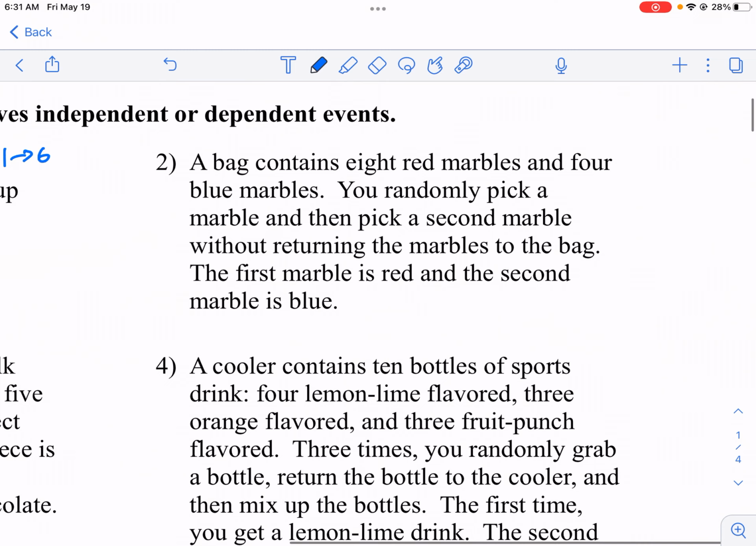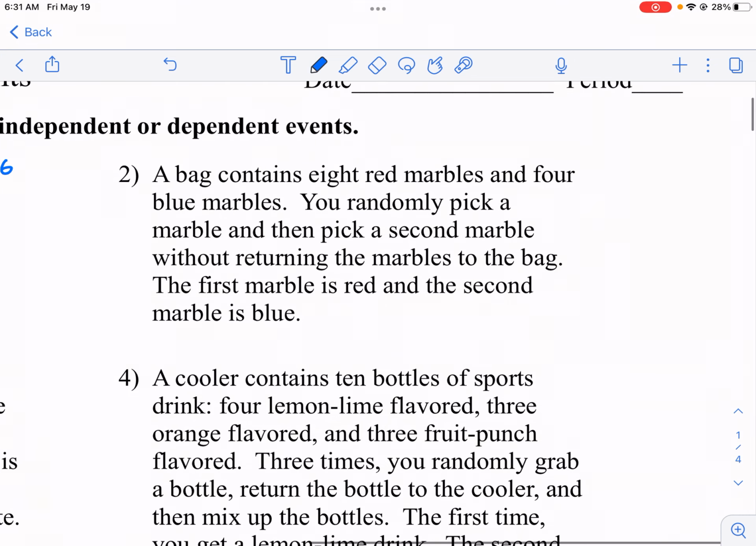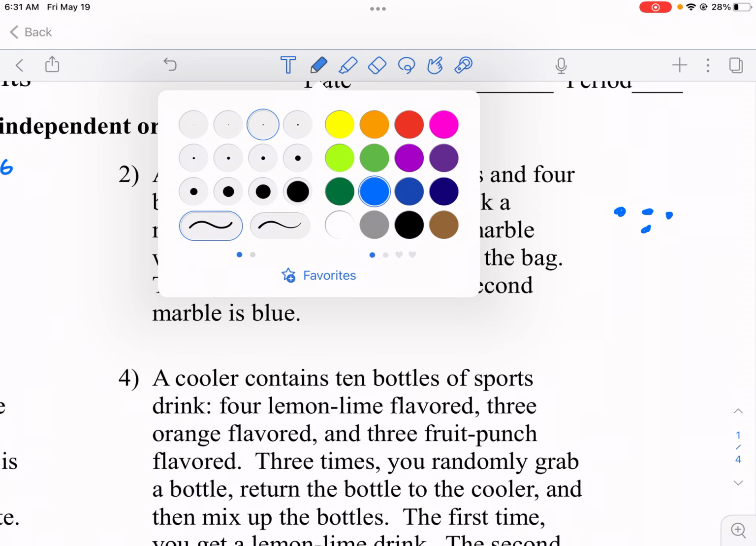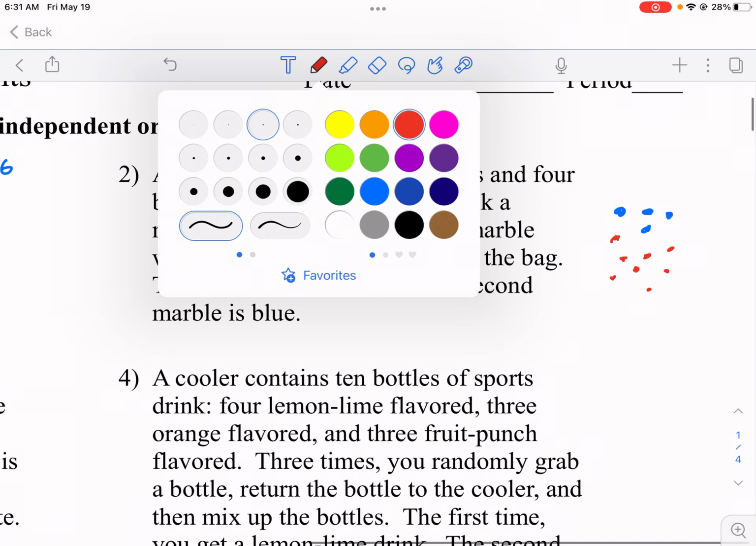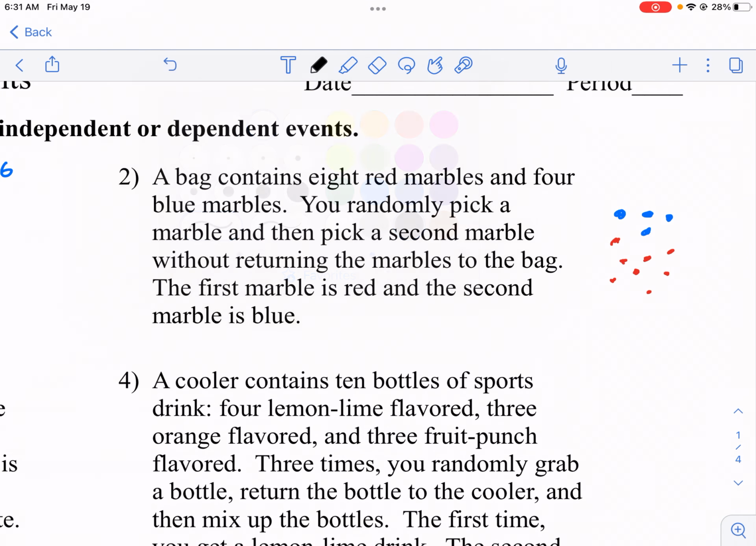Now, for number 2, a bag contains 8 red marbles and 4 blue marbles. You randomly pick a marble and then pick a second marble without returning the marbles to the bag. The first marble is red, the second marble is blue. I'm going to give you a demonstration of what this looks like. 1, 2, 3, 4, and then there's 8 red marbles. So we're going to do this quick. 1, 2, 3, 4, 5, 6, 7, 8. Let's make this into a bag. Okay, so here's our bag.